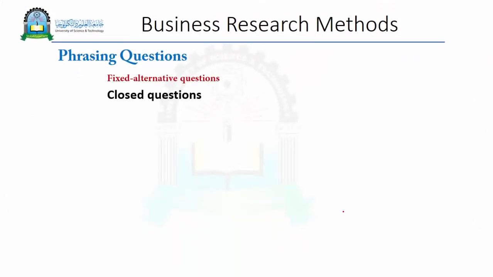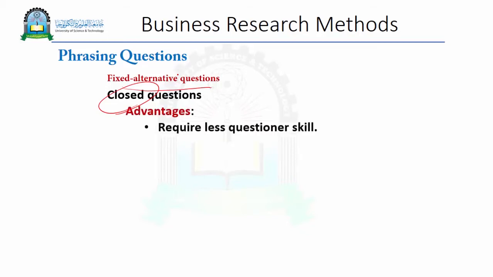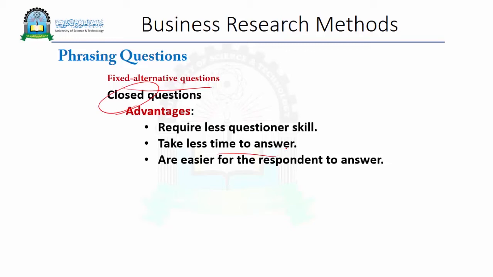The second type of questions is what we call fixed alternative questions, which is closed questions, questions with already made scale or answers. The advantages of this, of course, it requires less questionnaire skill, but it requires much skill in building the questionnaire. But less questionnaire skill is needed for this. The one who is going to ask is going to prepare the options, so the respondent is going to take less time to answer. So from the respondents, because the answers are there in the form of options.